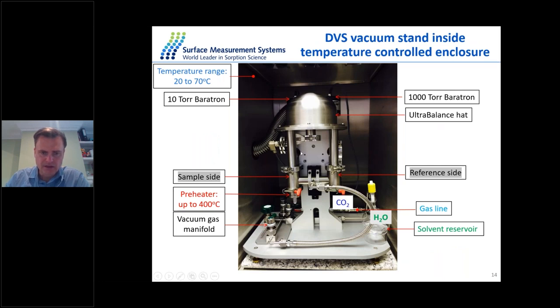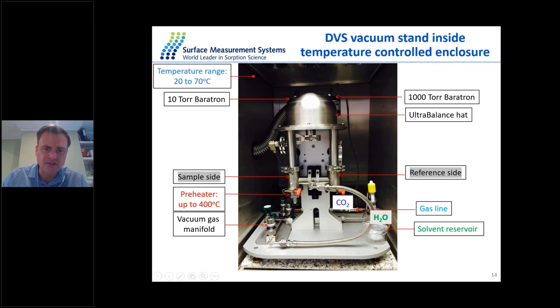Now, these are the insides of the picture of the vacuum stand, and what I want to show you is the setup, especially for adsorption. So what can you do? This system allows you to study water and CO2. So it allows you to do pure water adsorption isotherms. It allows you pure CO2 adsorption isotherms, but I can mix these 2 molecules together and perform co-adsorption in both dynamic mode and static mode.